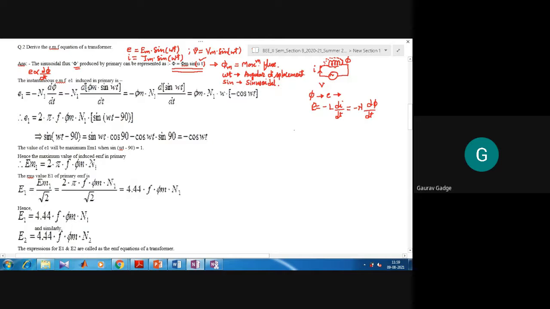So E is equal to minus L di by dt, and E is equal to minus N d phi by dt. Over there we used the first expression, and here we are using this expression. So I just take the reference of this.